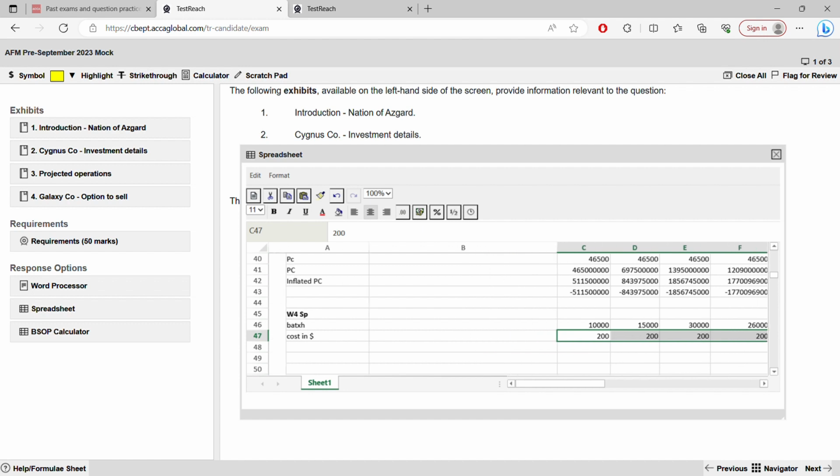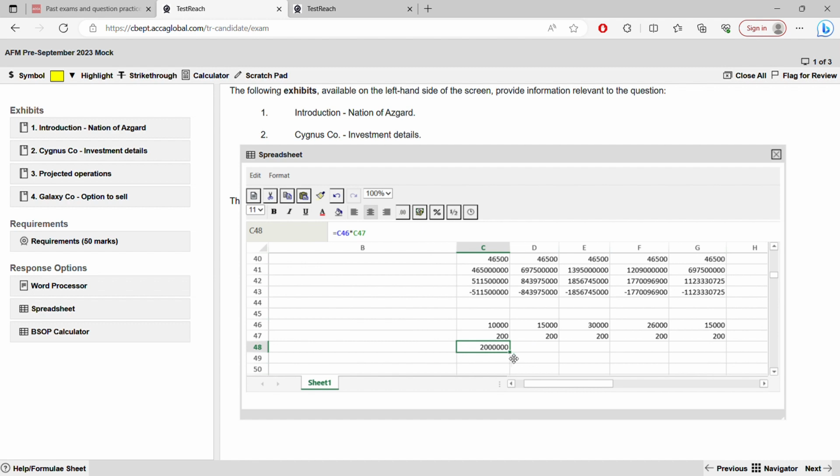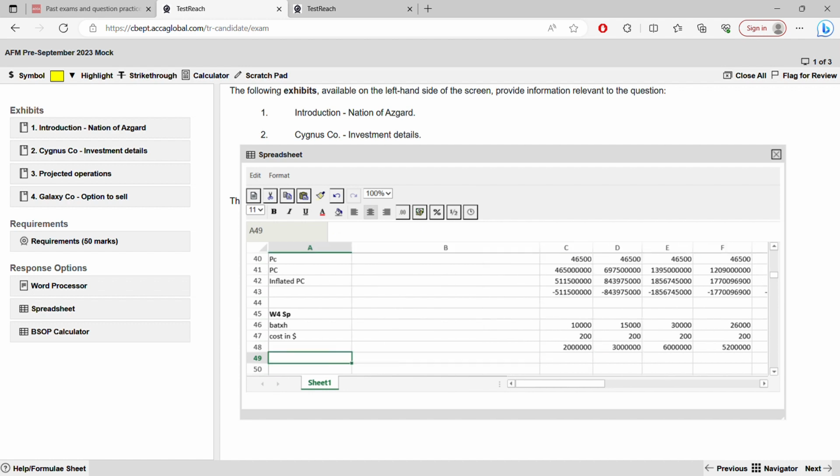Now you multiply. Okay. This multiplied by this, right? Drag it. Now what's next? You have to inflate this at what percent? 5%. Okay, so you have to inflate.